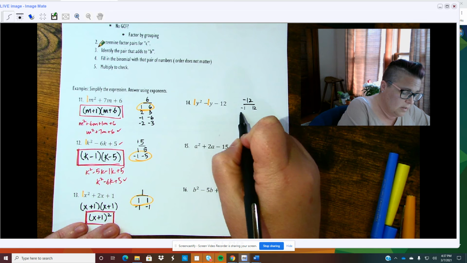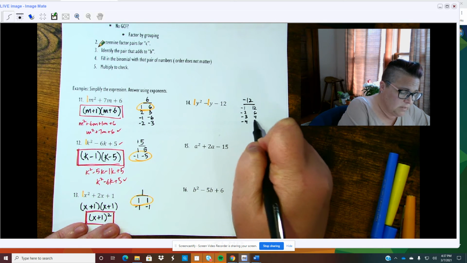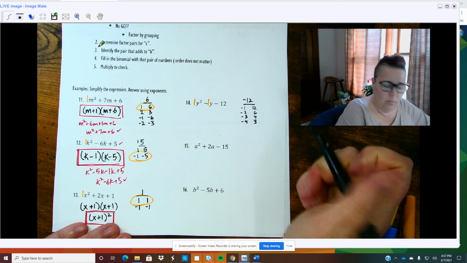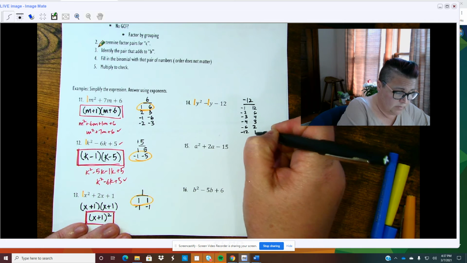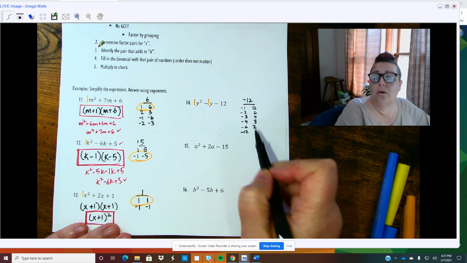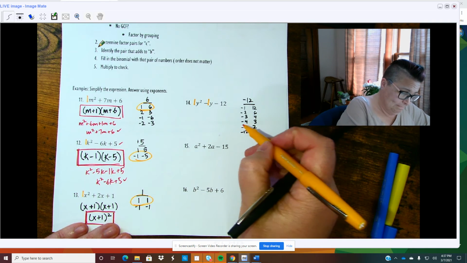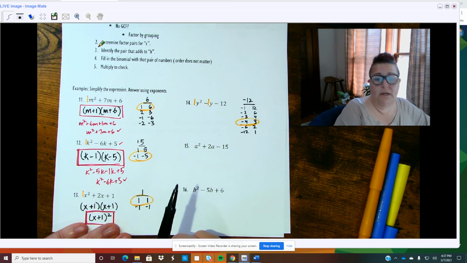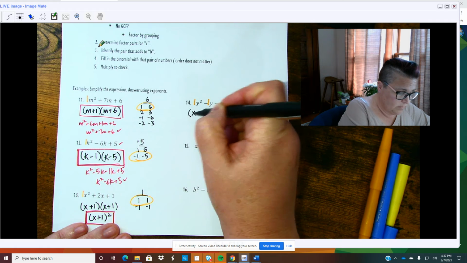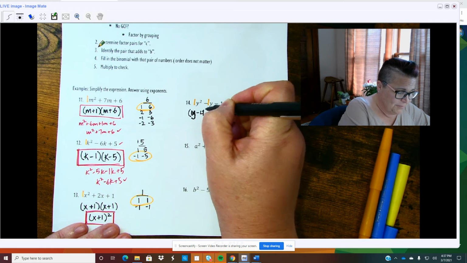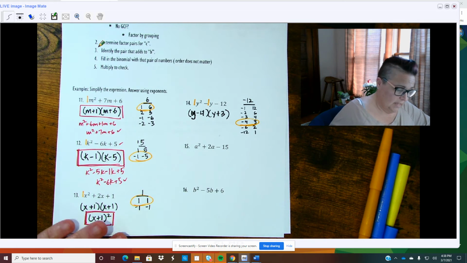-1, 12, -2, 6, -3 times 4, -4 times 3. Maybe at that point you see it. Maybe you don't. If you don't see it, you keep going. -12 times 1. Which one of these pairs, when added together, will give you a -1? -4 and 3. This gives us our factors of, whoops, not x, that's a y. Y minus 4, y plus 3.